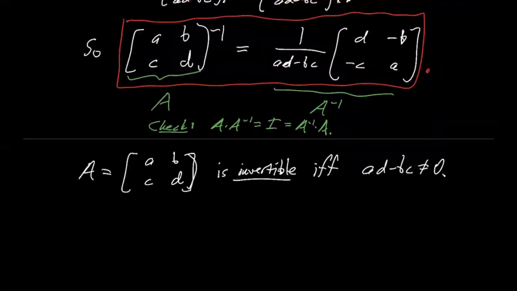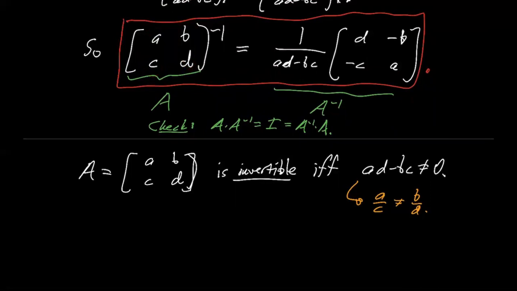Because we saw that if AD minus BC was 0, then somehow the second column was a multiple of the first column. Right, you can rearrange this into something like A over C is not equal to B over D. And so that's exactly saying that these two columns are not multiples of each other.